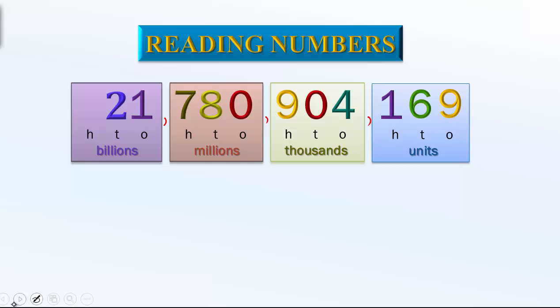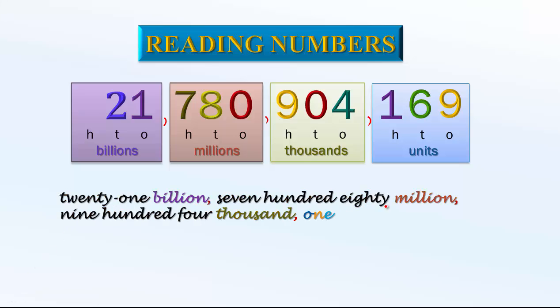Well, let's write this number. 21 billion, 780 million, 904 thousand, 169. Notice the hyphen in each two-digit number that consists of two words, like 21. 80 is represented by one word, so we don't need any hyphen. 4 is just one word, but 69, again, we have a hyphen. Also, we use commas between each group of 3 digits.